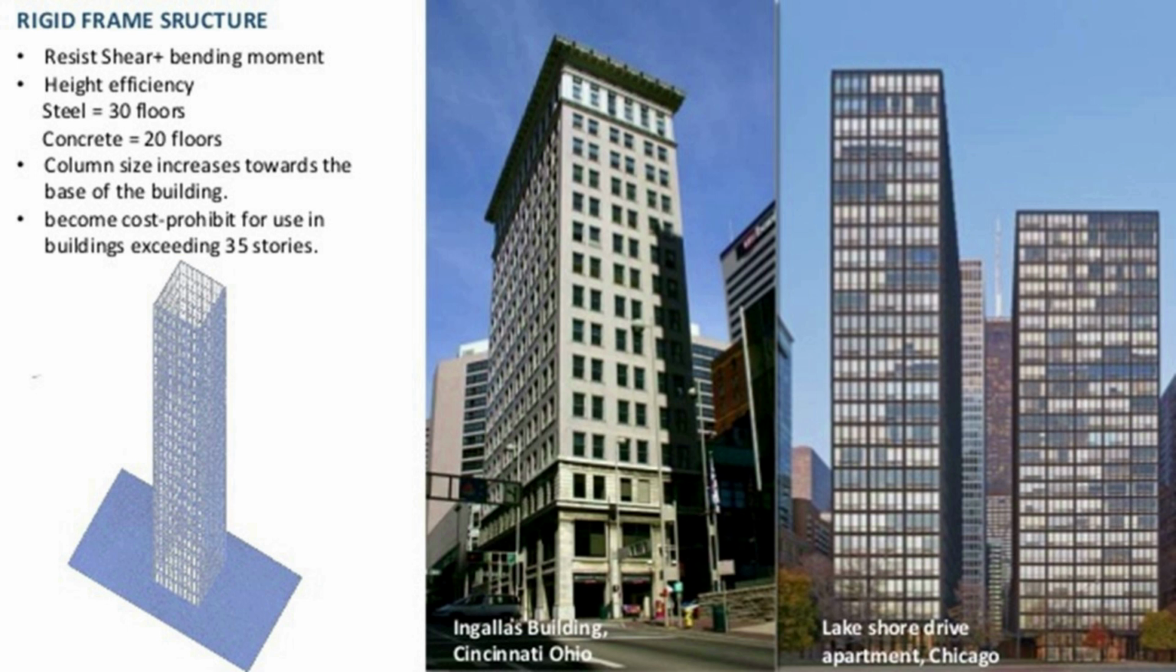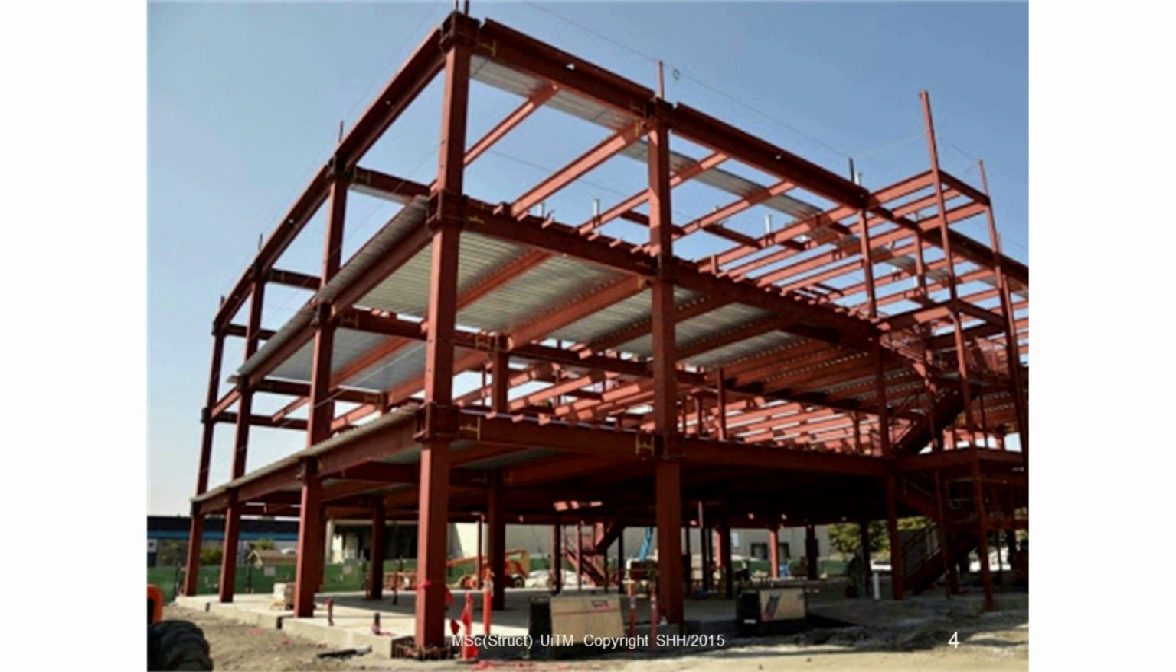Rigid frame is suitable for reinforced concrete due to the rigidity of the reinforced concrete joint connections. In steel construction, the moment-resistant connection is costly. The design usually requires different floor framing design, causing the lowest stories to have deeper girders.